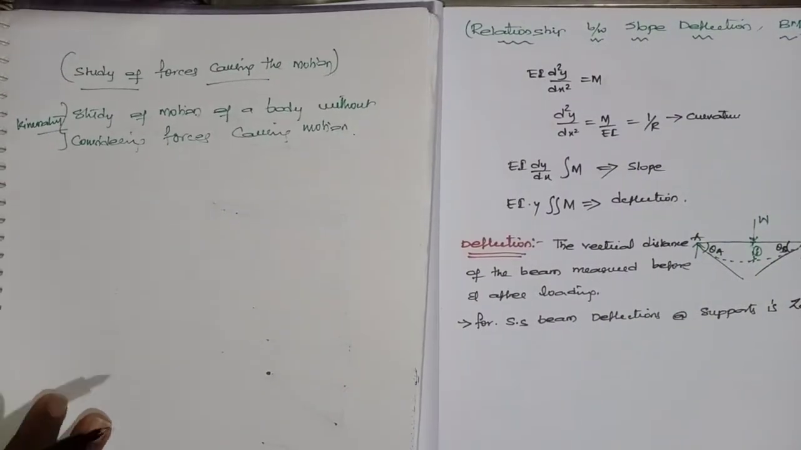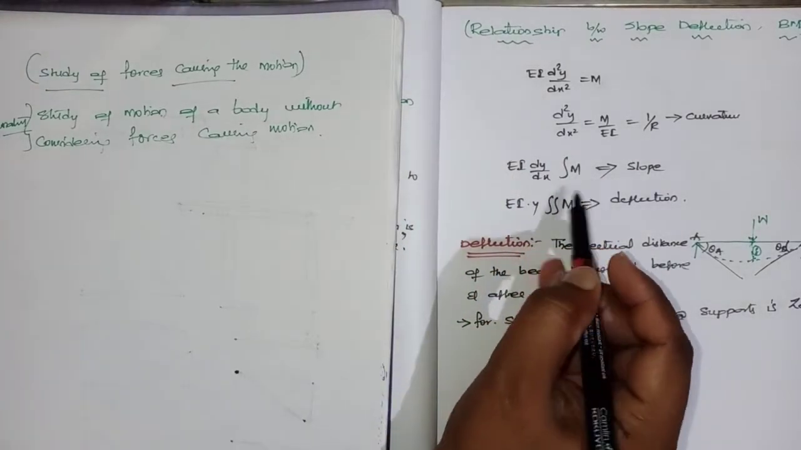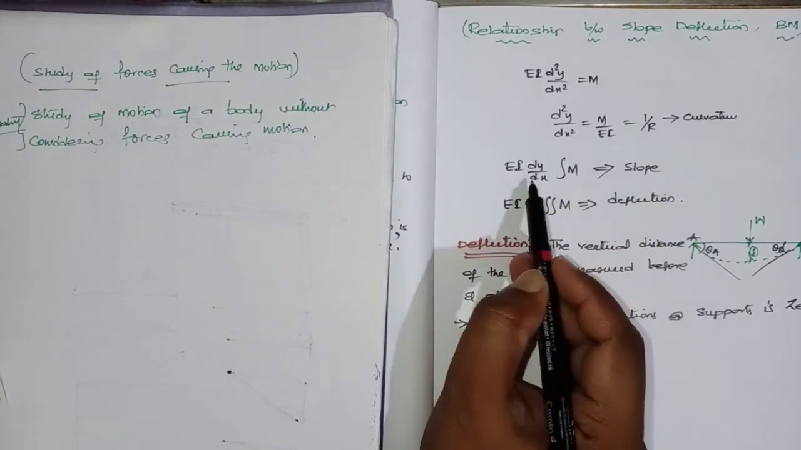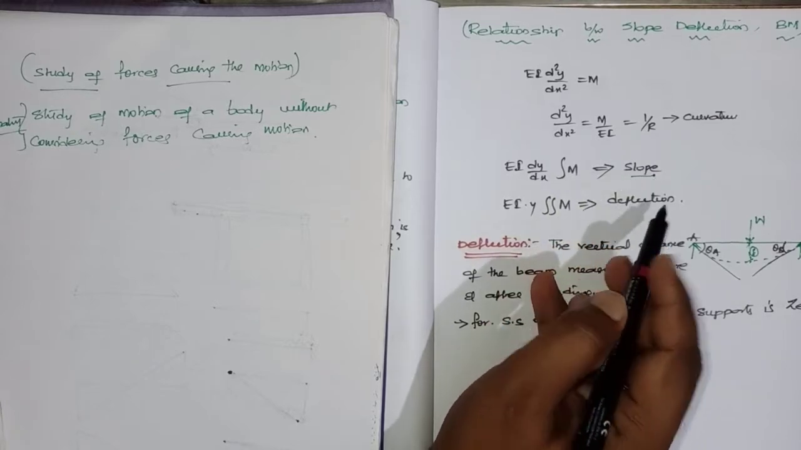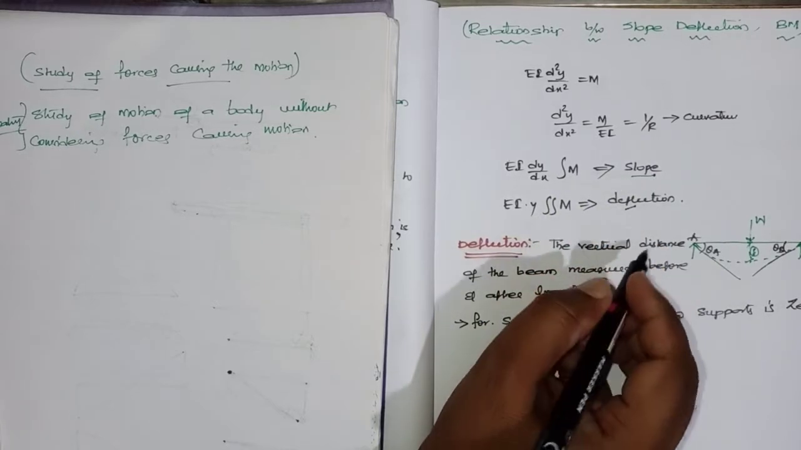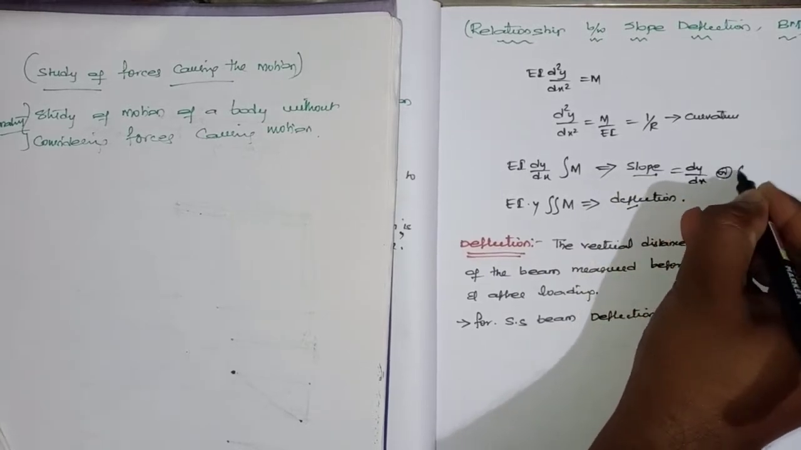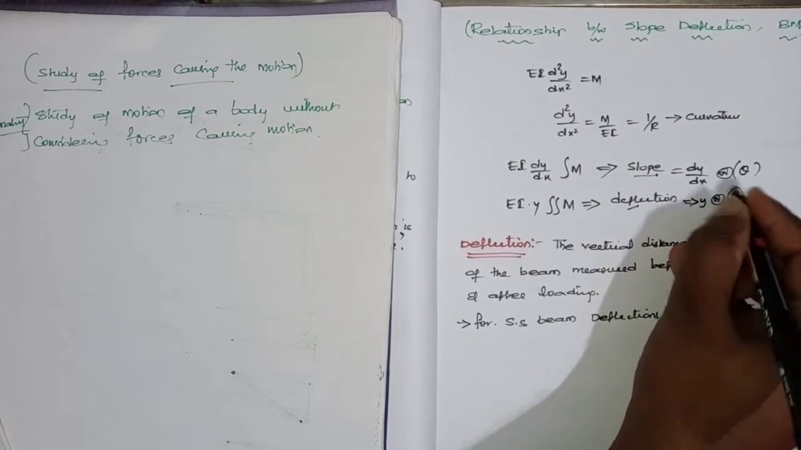Here, for the relation, if you integrate the equation the first time, you will get EI dy by dx, the integral of M, which is nothing but the slope. If you integrate it twice, you will get the deflection. Slope means dy by dx, or it can be denoted by theta, and deflection can be denoted by y, or sometimes by delta.